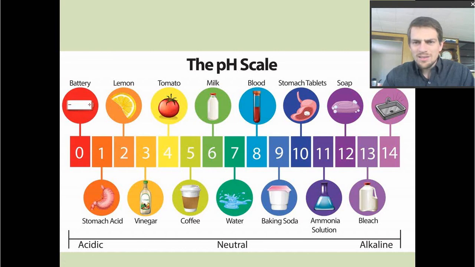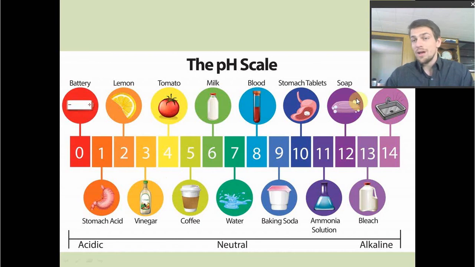And then number 10, that's interesting, stomach tablets. It's funny, stomach stuff appears on here twice, and that's not a coincidence. The stomach tablets are actually somewhat basic tablets, and so they can help neutralize some of your stomach acid. If you have too much acid in your stomach and it's making things unpleasant for you, you can take one of these stomach tablets and it'll counteract some of the acid there and make it not as acidic anymore. So that's how acids and bases can counteract each other to neutralize somewhat each other.